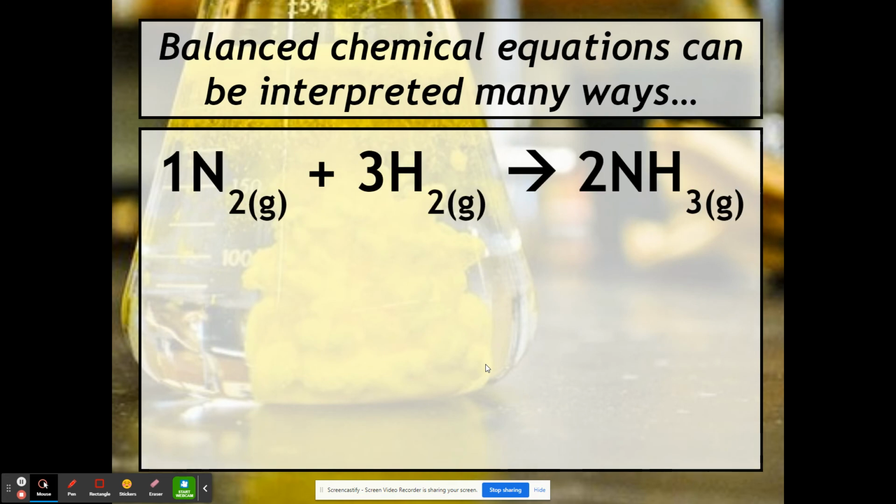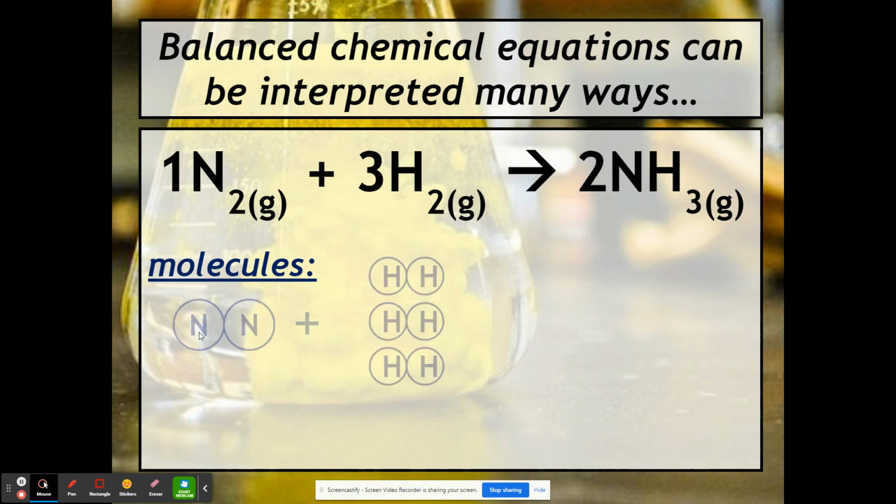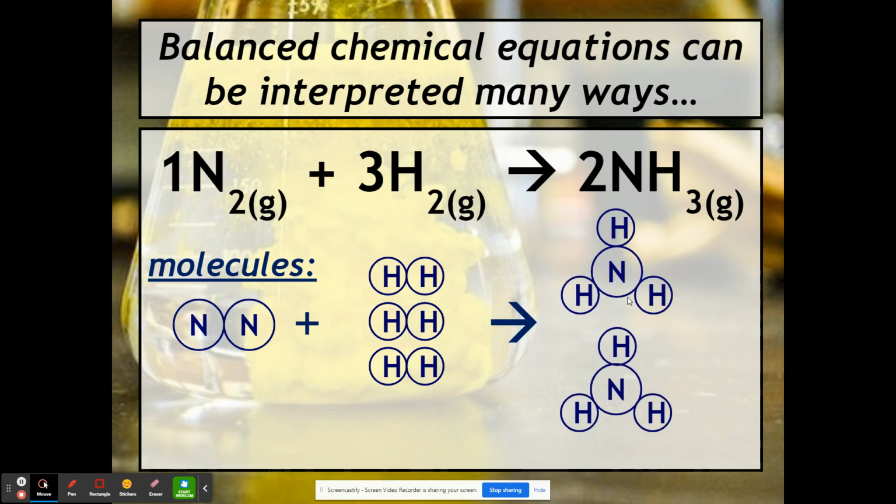So if we look at different chemical equations, they can be interpreted in several different ways. One of those ways is the number of molecules that are found. So if I look at the number of molecules on my reactant side, I have N2 and then 3 molecules of H2, yielding 2 molecules of NH3. So it can tell us the number of molecules that are there and how they relate to each other.